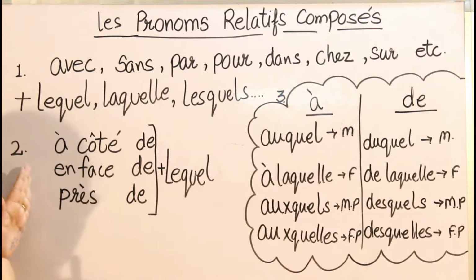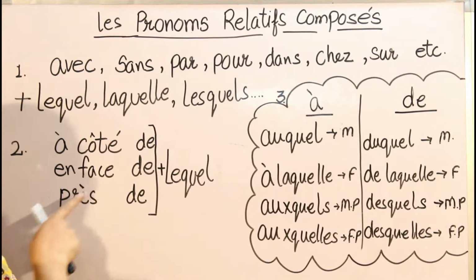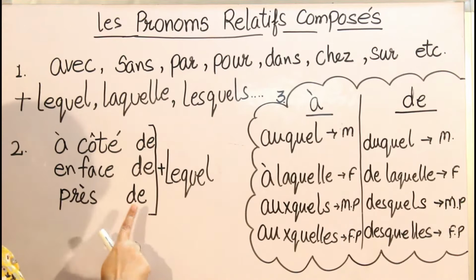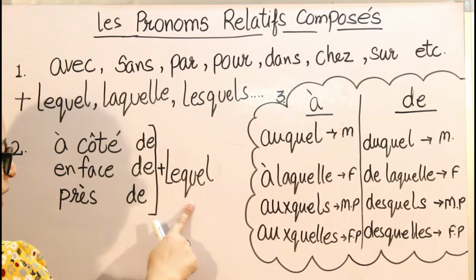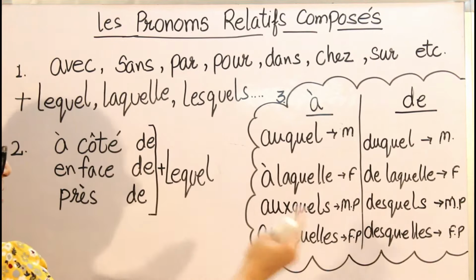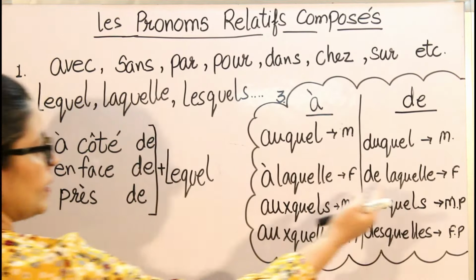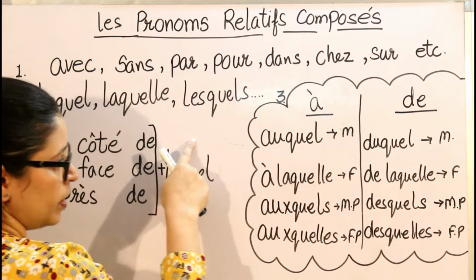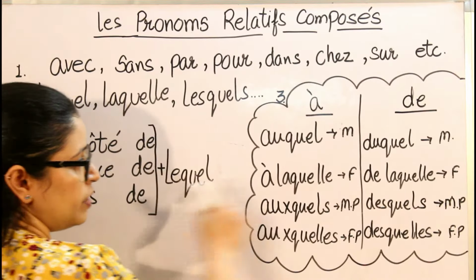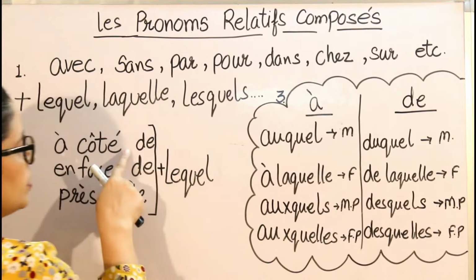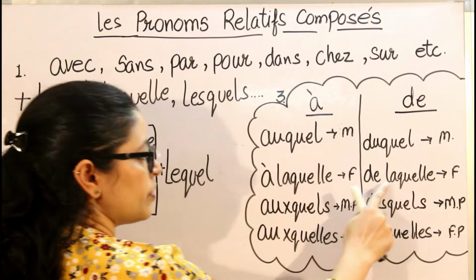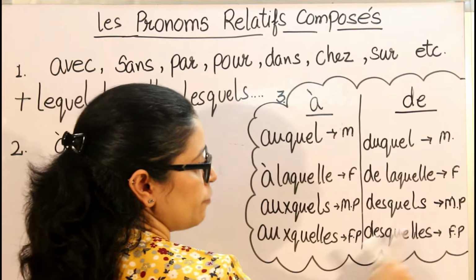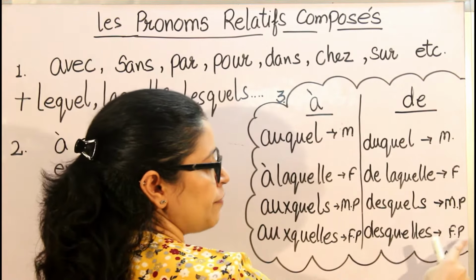And here again we have some prepositions: à côté de, en face de, près de. The prepositions that have de at the end will always be used with lequel, and the different cases according to the masculine, feminine and plural. Here we have the combinations when de is used with le. When de is used with le for masculine, it becomes duquel. When de is used with la, it remains de laquelle. For plural it becomes desquels for masculine plural and desquelles for feminine plural.